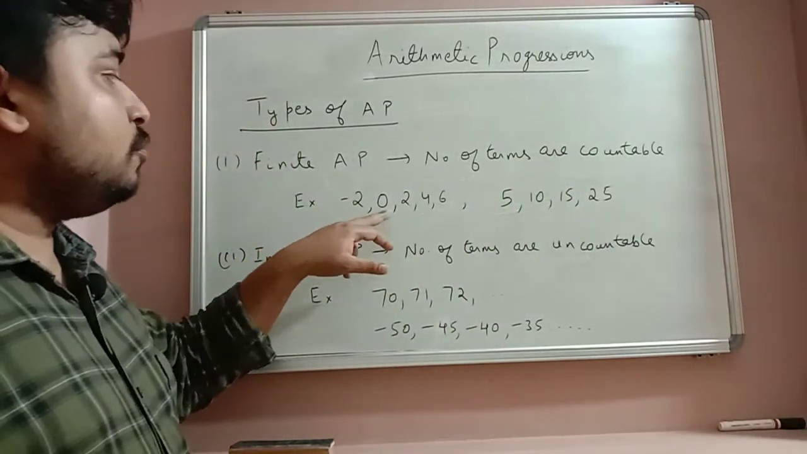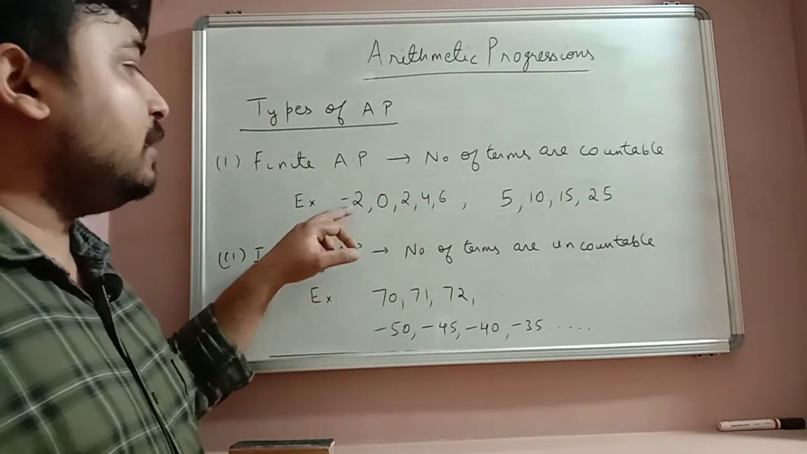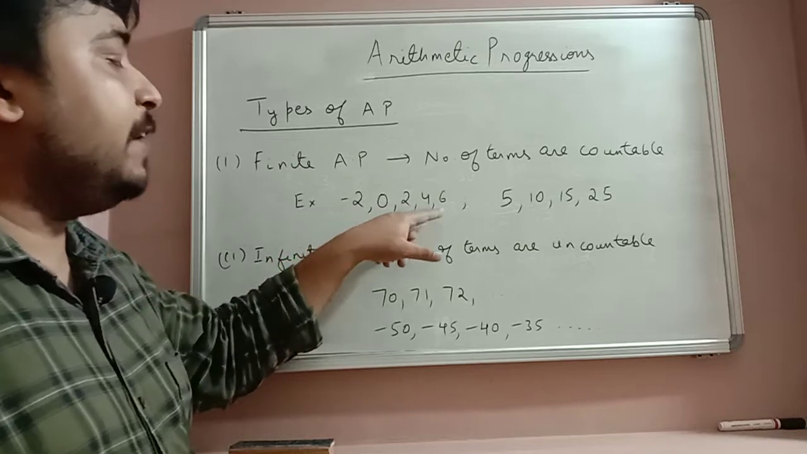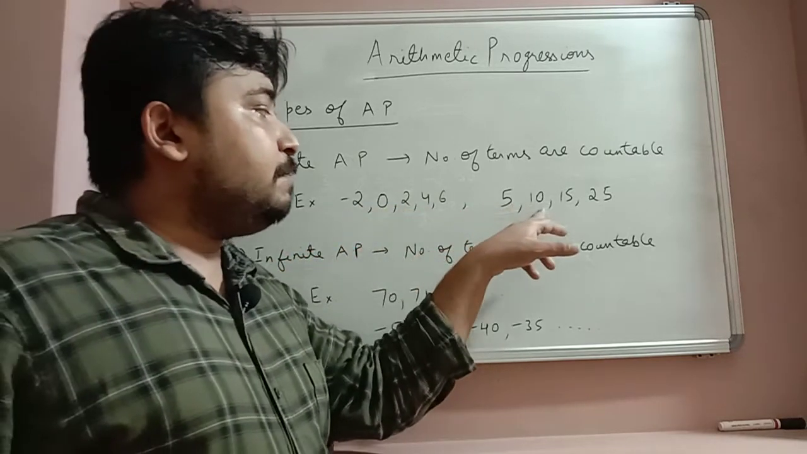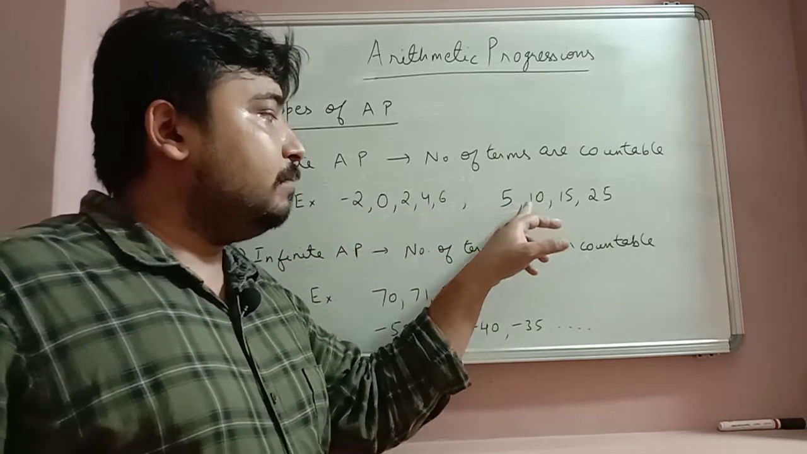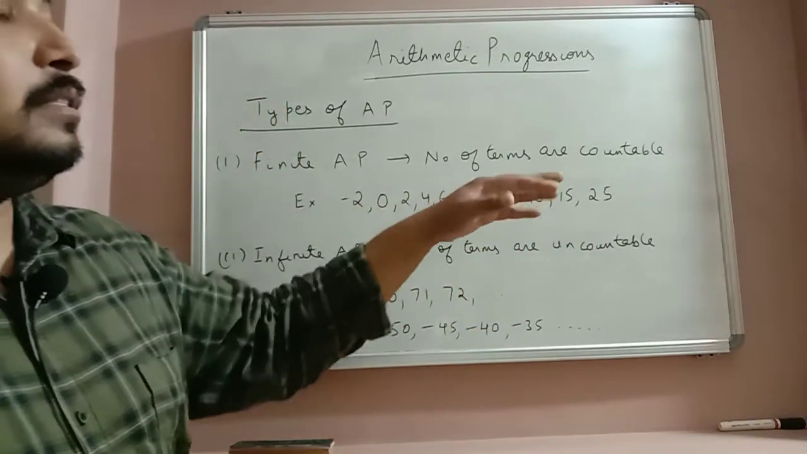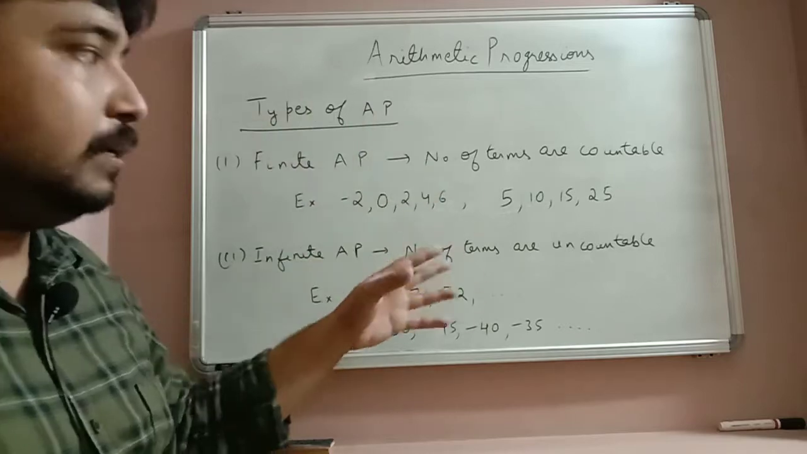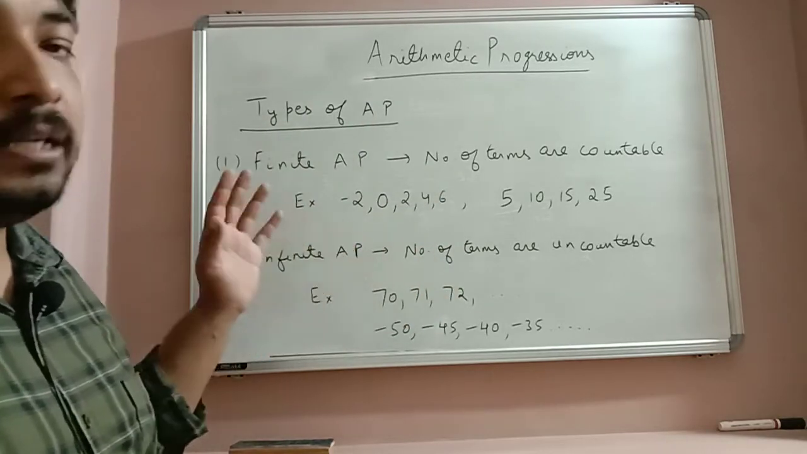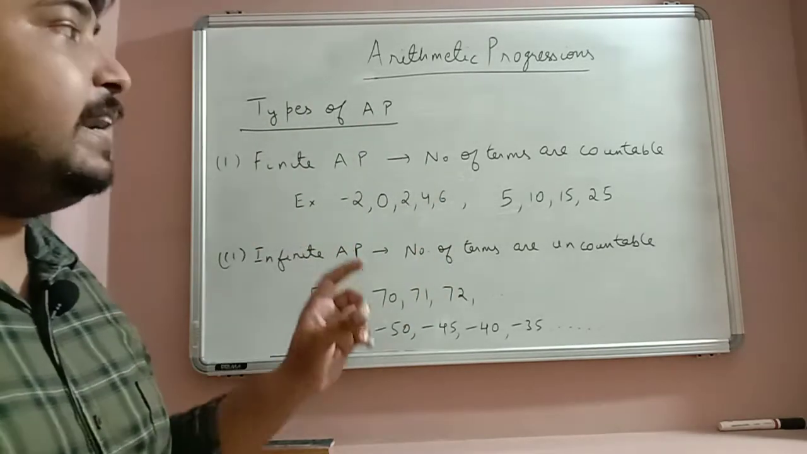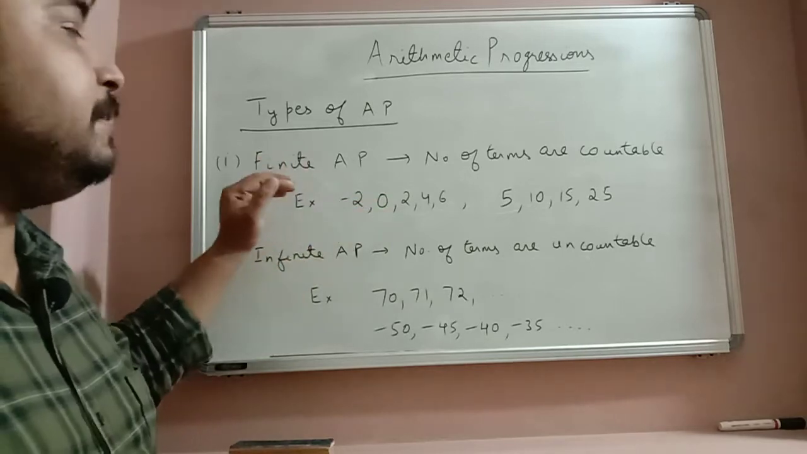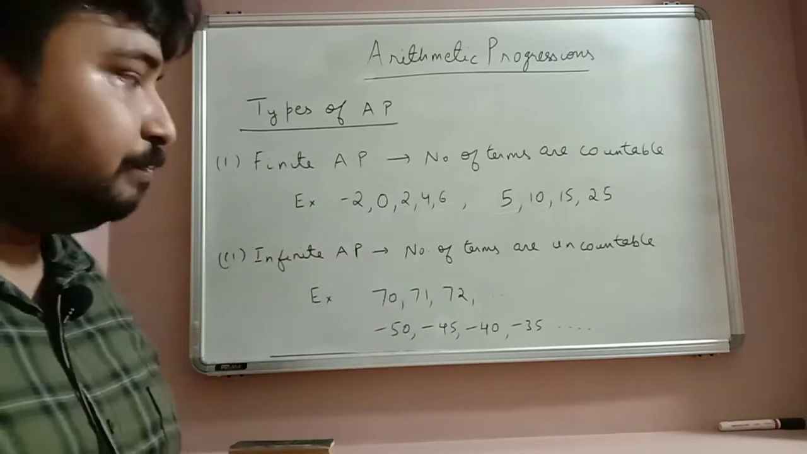For example, minus 2, 0, 2, 4, 6. Now this particular AP has 1, 2, 3, 4, 5 terms. And this particular AP again has 4 terms, 5, 10, 15, 25. Now we can have any number of terms. The number of terms can be any big number or small number. It depends on the AP. But if the number is finite, then definitely the AP is known as a finite AP.